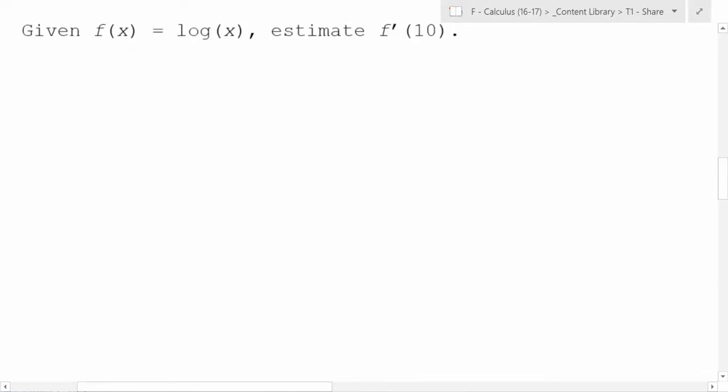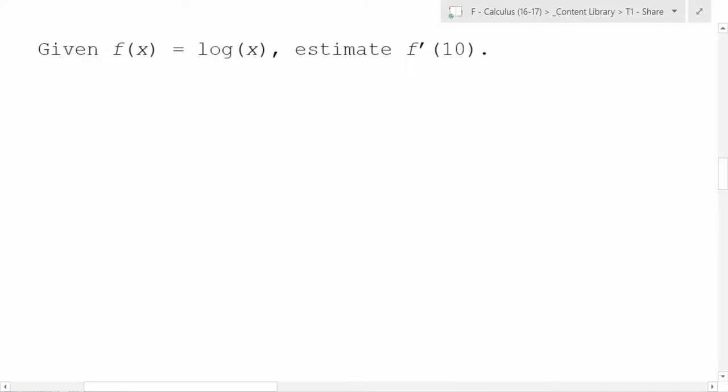Get to the board, everybody, with a partner, someone you're not sitting next to right now, and try that one. You're going to need a calculator.